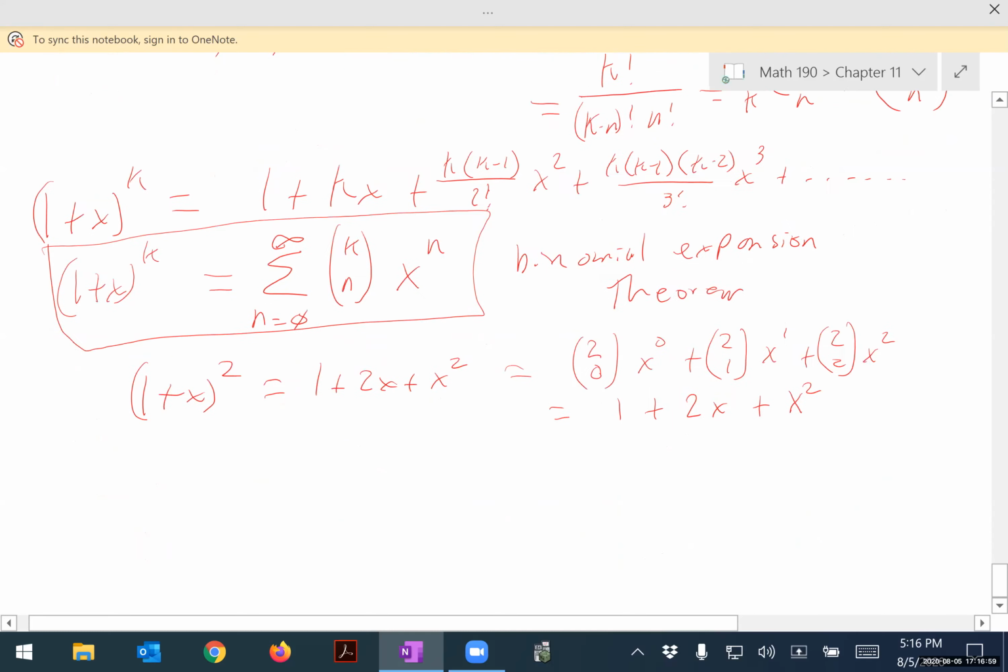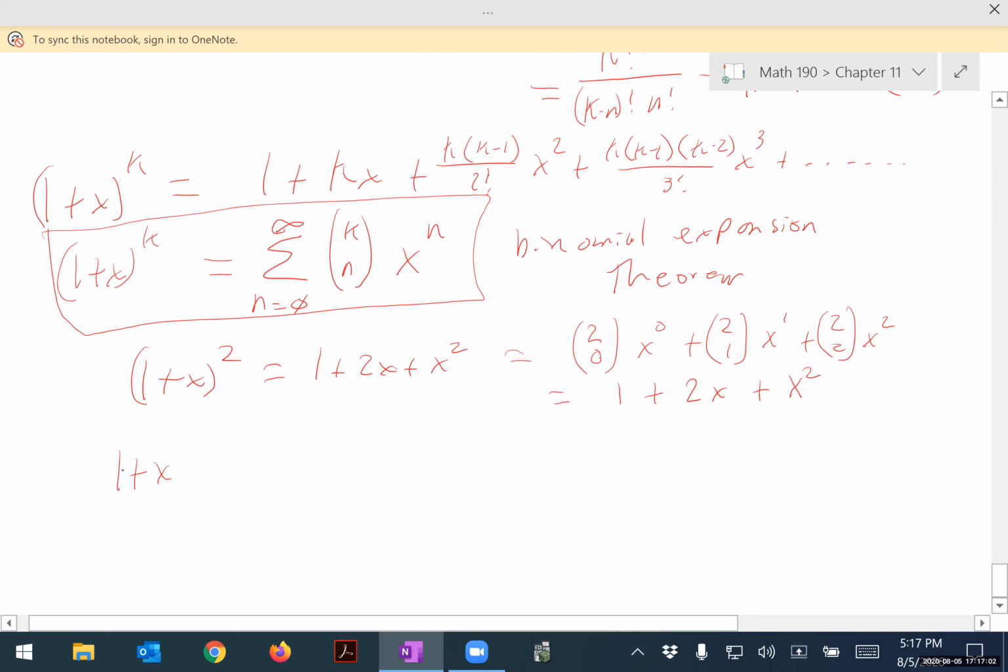Let's try one that's a little bit more difficult. What about 1 plus x to the 5th power? According to Pascal's triangle, this would be 1 plus, what would this be? Let me think about this for a second. This would be 1, 5, 6, 4, 4, 6, and 5, and 1, I think. Is that right? So 1, 2, 3, 4, 5, 6, 7, 8 terms. I don't think that's right. I think I'm missing something.